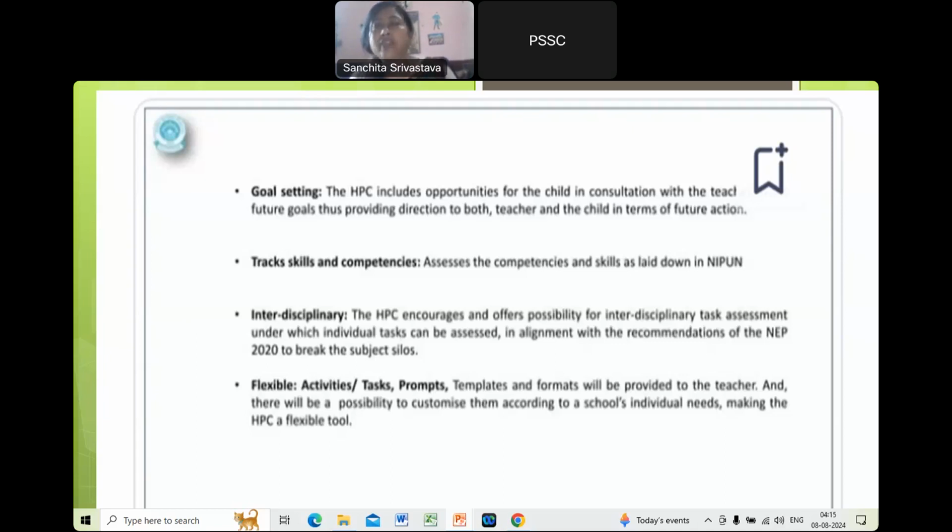NIPUN. Okay, so it is the National Initiative for Proficiency in Reading and Understanding and Numeracy. So that means what? It comes under FLN. What is FLN? Foundational Literacy and Numeracy, proficiency in reading and understanding.